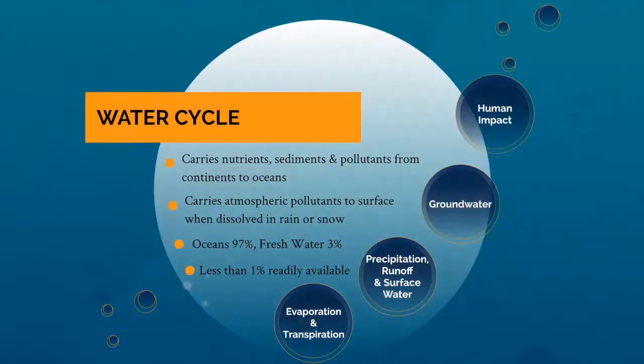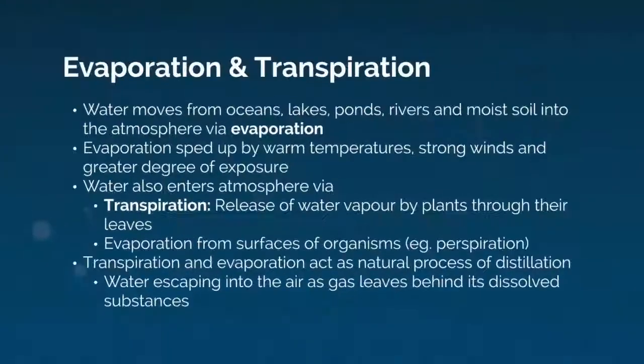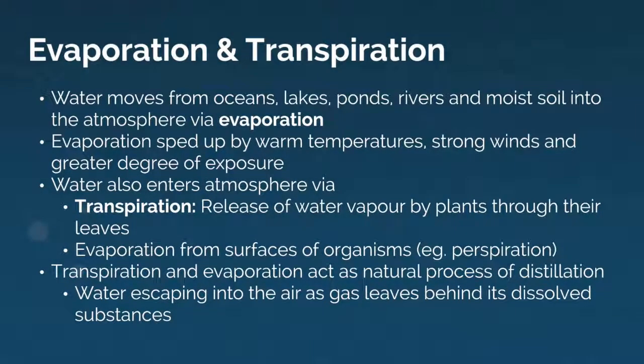So in the water cycle, we are going to talk about four parts. Number one, evaporation and transpiration. Two, precipitation, runoff and surface water. Three, groundwater. And four, human impact on the water cycle. Now, firstly, let's look into evaporation and transpiration.